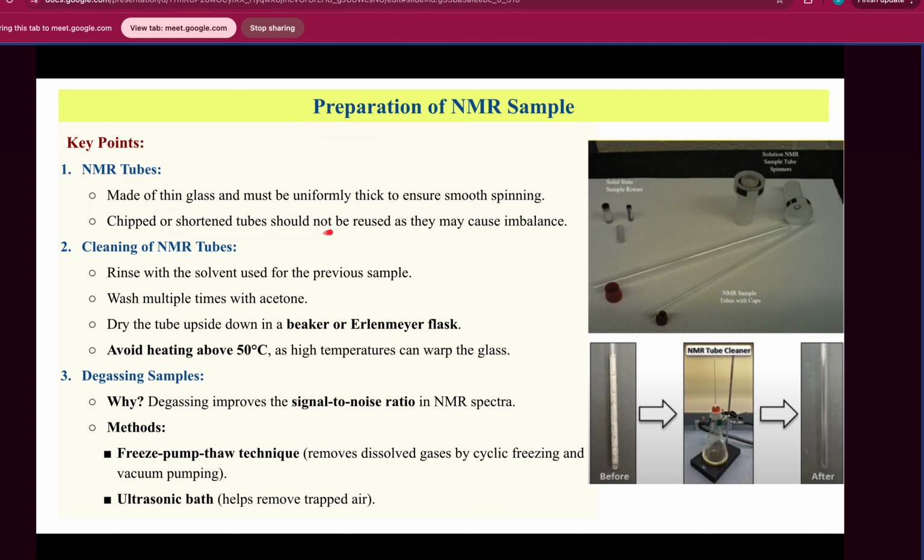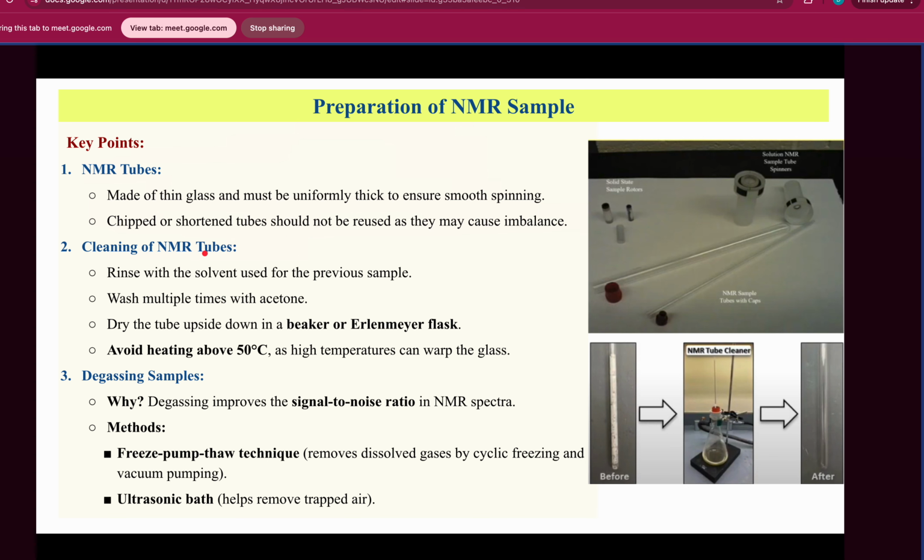And chipped or shortened tubes should not be reused as they can cause imbalance. To maintain proper balance, because we are inserting the tube into the probe and then there will be some spinning going on, there should be a proper balance. So we do not have to use tubes which are chipped or shortened.